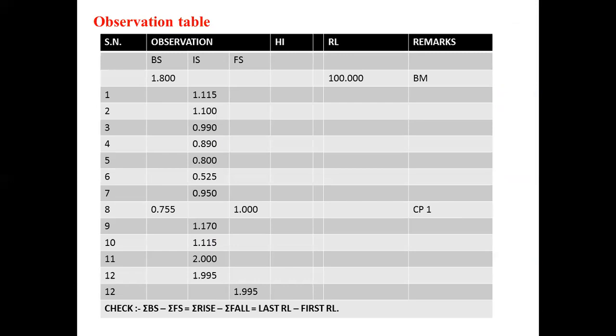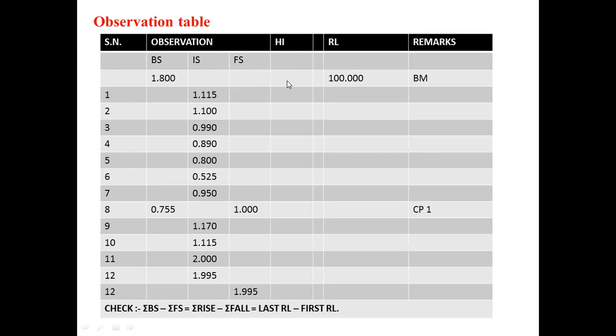Here you can see, this is backside, then intermediate side, then foresight. Backside: just now we saw that when we put a staff on the benchmark, whatever reading we are getting, that is the backside reading. And this RL 100 is assumed. The RL of the benchmark is 100.